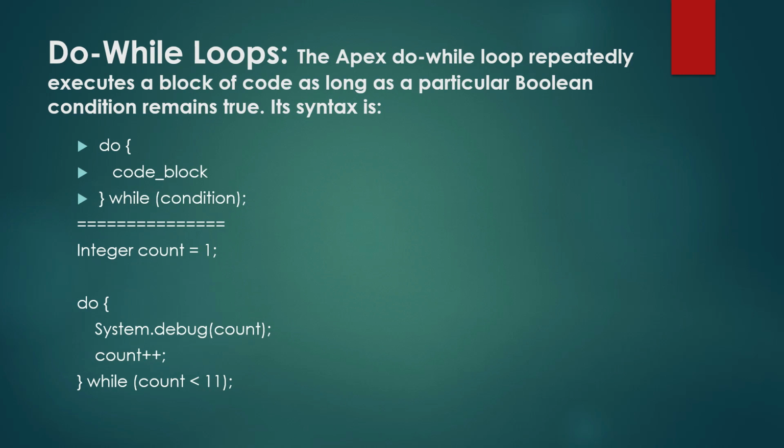So in the do block, you are basically printing the count integer value in the debug log, and incrementing count plus plus, and then you are checking the condition. So if count is less than 11, it will iterate until the value is 11. Once the value is more than 11, it will come out of the loop. So in any case, it is going to execute the code block, even if the condition is not met.